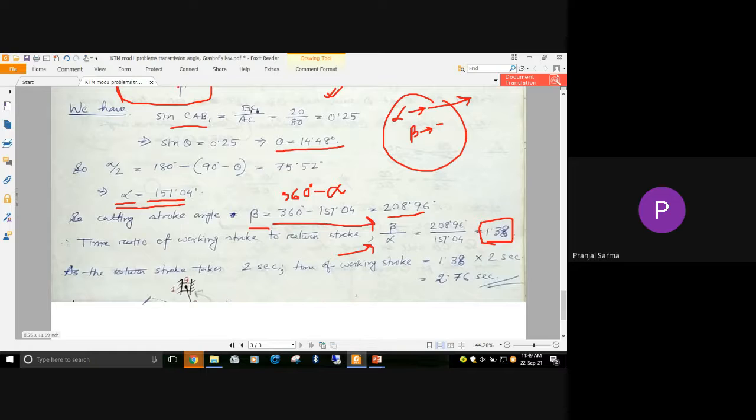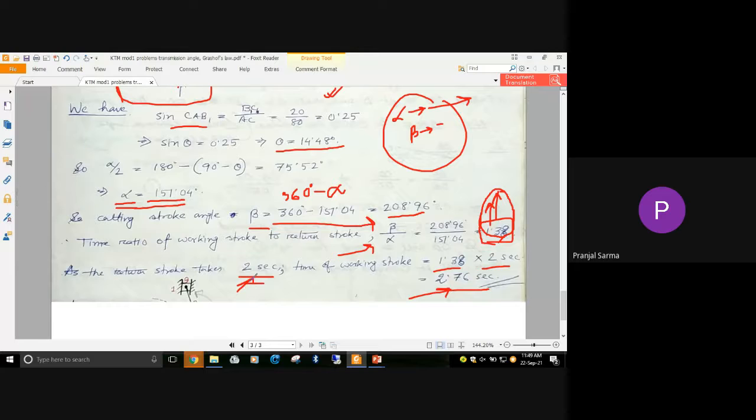It is already said that the return stroke takes 2 seconds to accomplish. So the time for the working stroke will be 1.38 times the time taken for the return stroke. So 1.38 into 2 seconds is 2.76 seconds. This is the multiplying factor by which you multiply the return stroke time to get the time taken for the working stroke. As we already know the return stroke takes 2 seconds, the cutting stroke is taking 2.76.